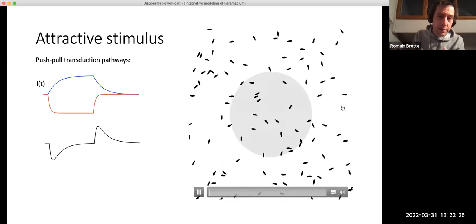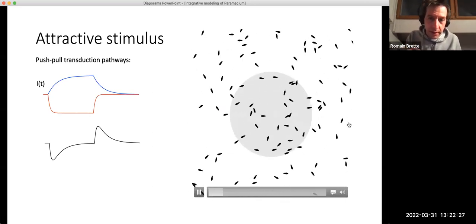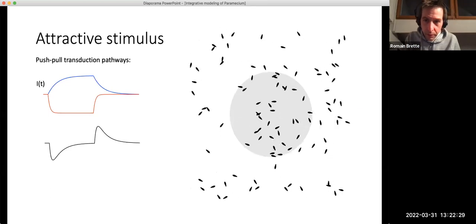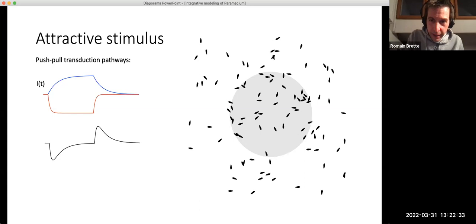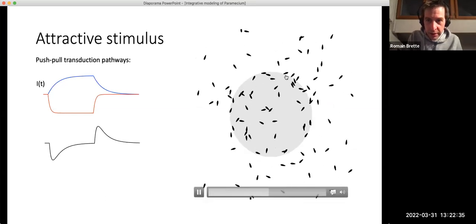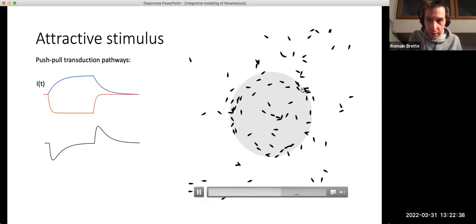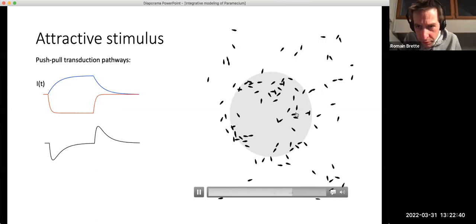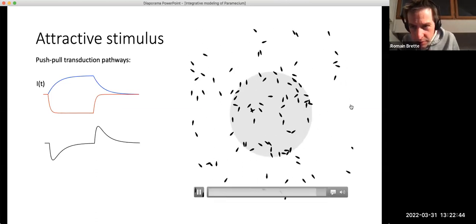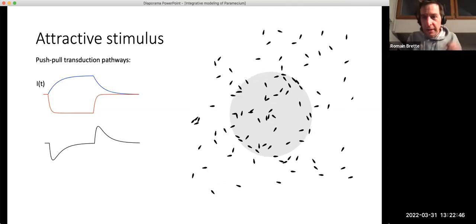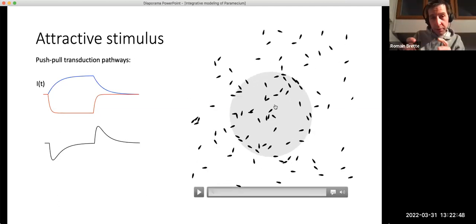And if you do this, then you find that the cell will kind of bounce on the edge, on the inner side of the stimulus. I don't know why the movie is a little bit bouncy like that, but that's just the movie. Anyway, and so now the disk is attractive.